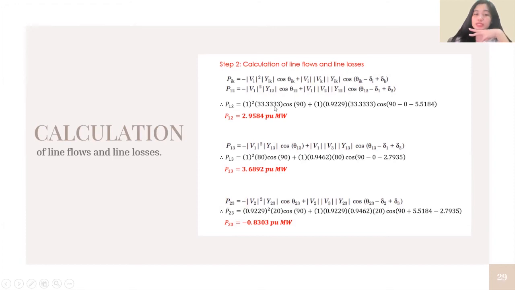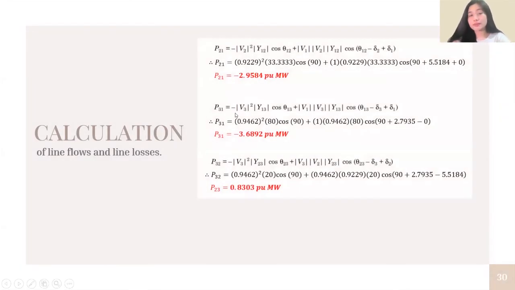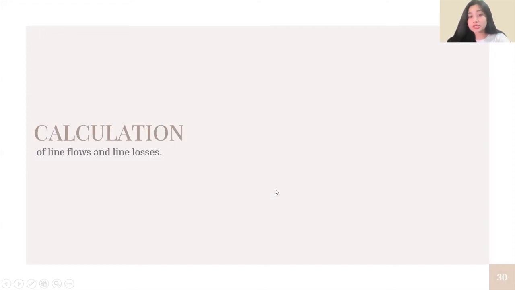P13 is 3.6892 PU MW. P23 is negative 0.8303 PU MW. So, moving forward sa other values ng ating real power, P21 is negative 2.9584 PU MW. P31 is negative 3.6892 PU MW. For our P32 is 0.830 PU MW.